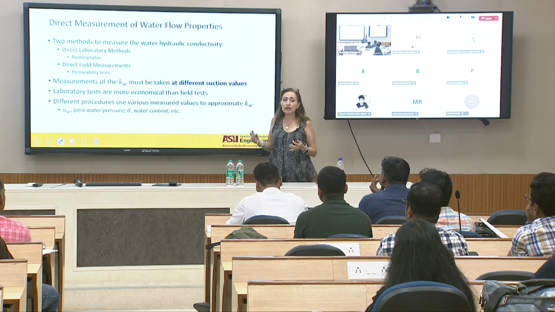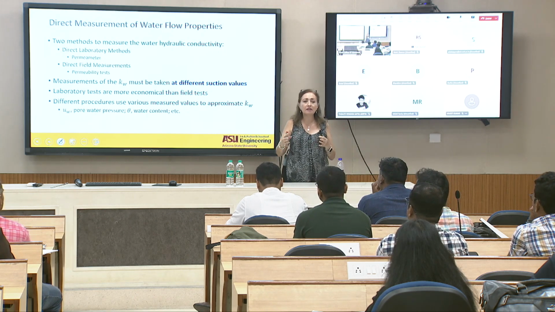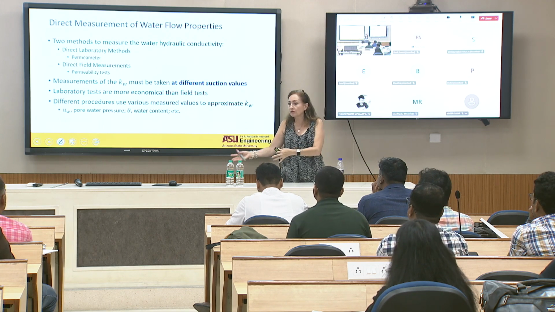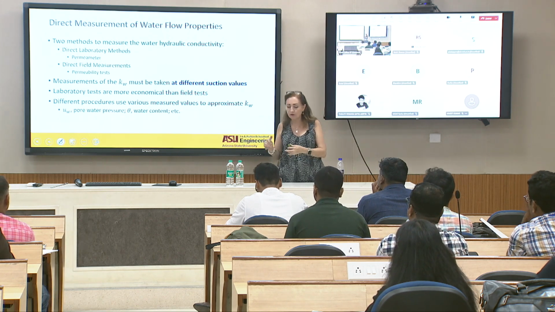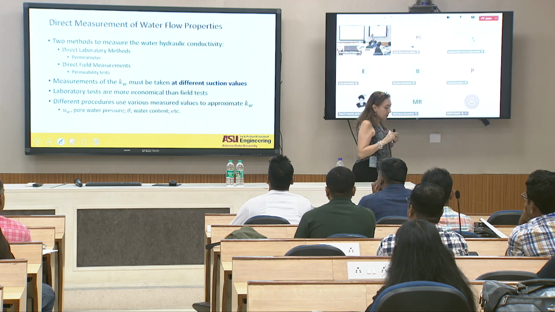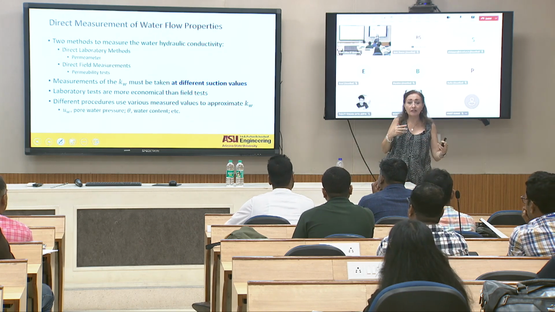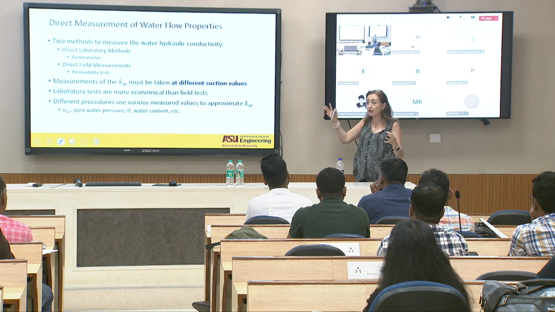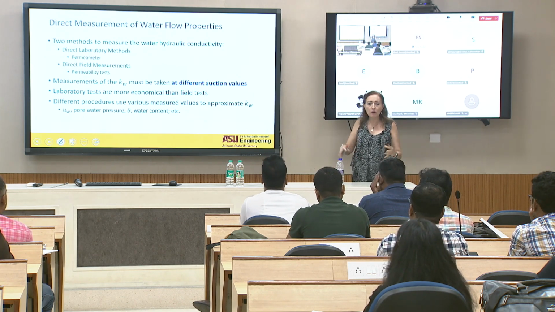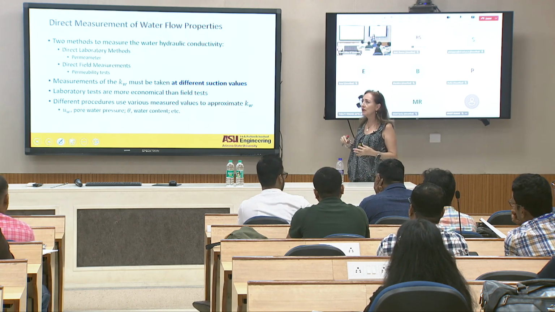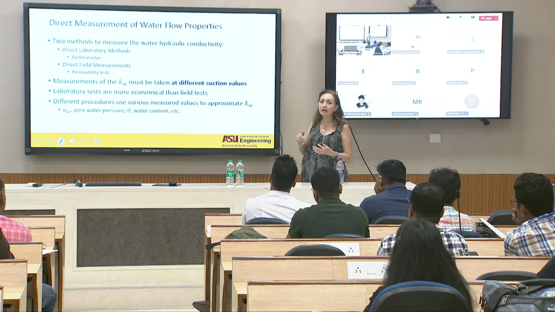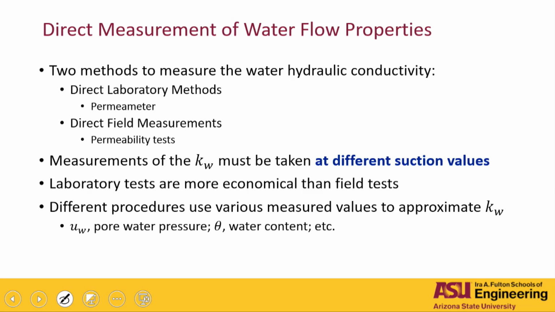But the problem obviously is that the measurements of the permeability have to be done at different moisture content values, right? Because we need the whole function. So laboratory tests are more economical than the field tests, because in the field it is more difficult to control where the water is going, to collect the water, and to say that this one represents this moisture content in the soil. Laboratory gets more economic and easier to control.